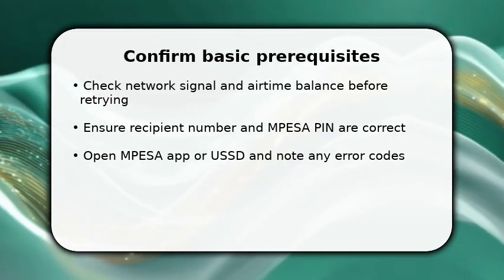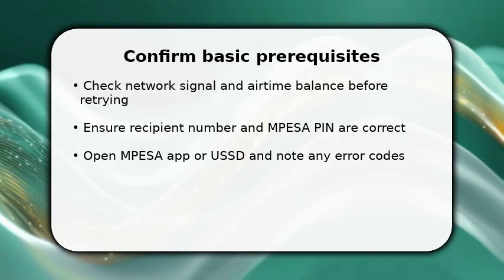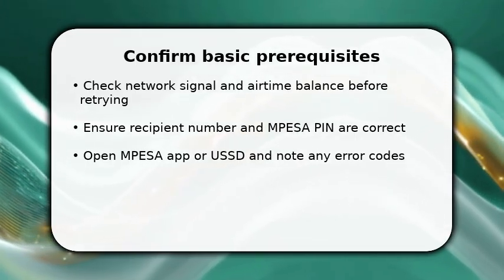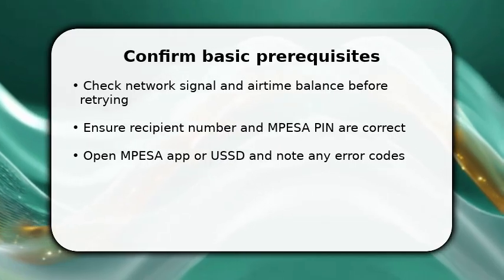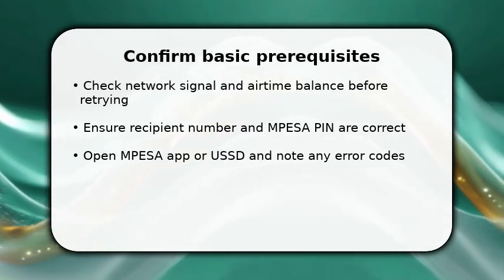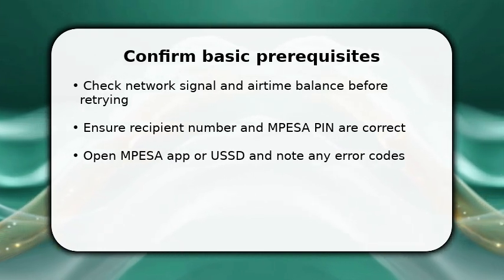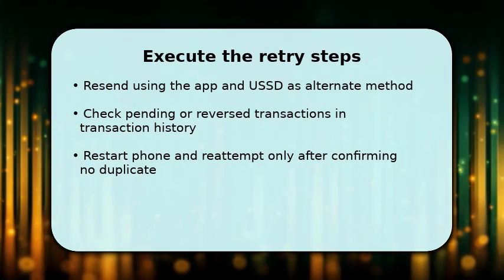Once done, open the M-Pesa app or dial the USSD code and reproduce the attempt while watching for any on-screen or SMS error codes. These will guide the next actions. Now perform the actual retry. Try sending via the app, and if that fails, use the USSD code to avoid app-specific issues.